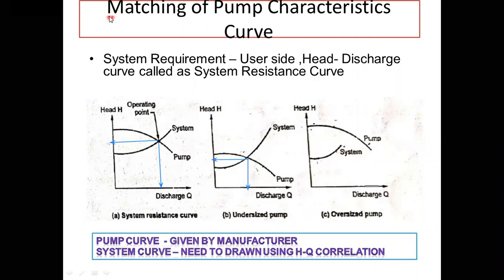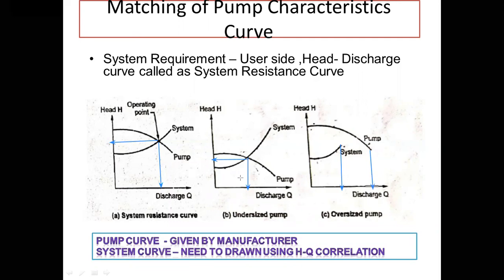Then next classification is the oversized pump. So we can see here, this is the system curve, and this is the pump curve. We can see the areas under the curves are never superimposed on each other. So system requirements are less, and the pump is supplying the higher range of head and discharge. So this type of pump is called an oversized pump. Means depending upon this matching of the curve, we can select whether we are to accept that particular pump supplied by the manufacturer or not.